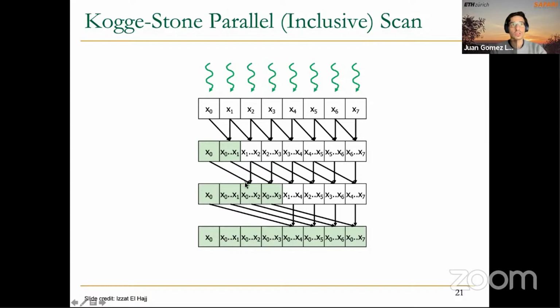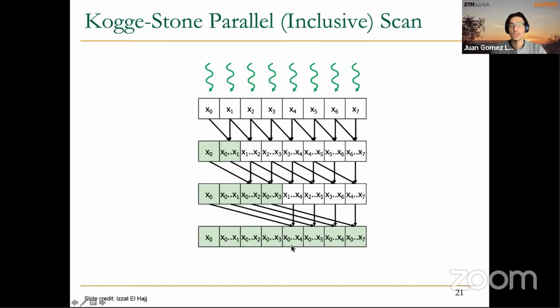Now there are 4 threads that are retired, and only 4 threads continue the execution in the next iteration. So now, for example, this thread here, which is thread 4, is reading the value that it computed in the previous iteration, and it's reading element x0 as well. And this way we obtain the final result, x0 plus x1 plus x2 plus x3 plus x4, right? And this is the result of the inclusive scan for this element of the output array.